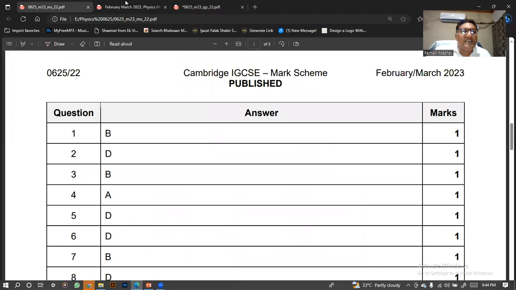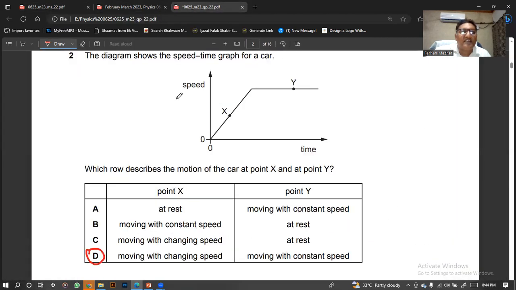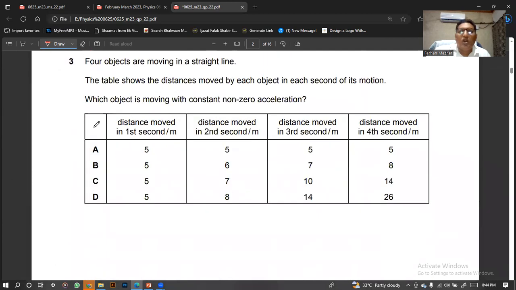Question number two, D is the right choice. Question number three. Four objects are moving in a straight line. The table shows the distance moved by each object in each second of its motion.